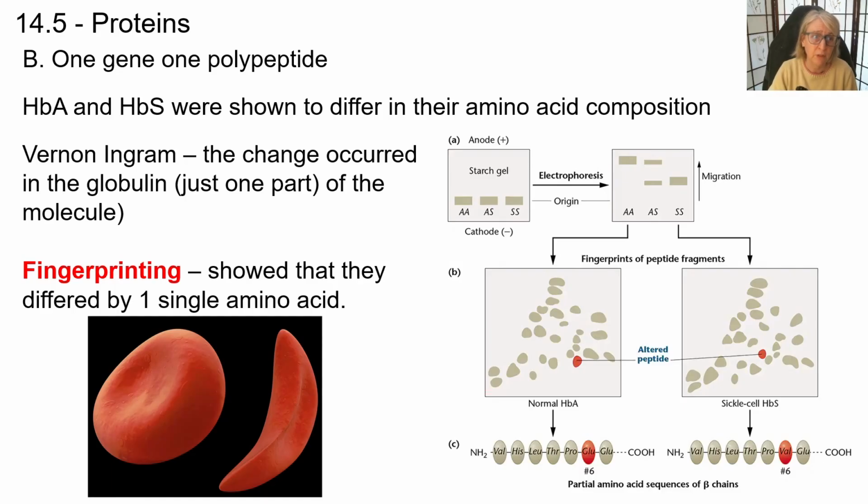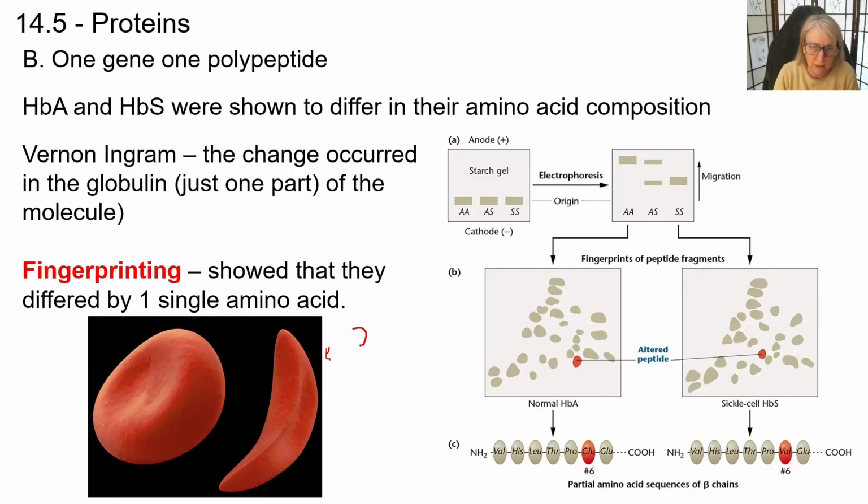The classic example for this is sickle cell anemia, which is what we're actually looking at here. Sickle cell anemia is a single point mutation. One nucleotide is different. That nucleotide in that particular polypeptide set of instructions, that gene, causes the wrong amino acid to be inserted. That causes the shape of that part of the hemoglobin to be not as expected. Vernon Ingram later showed that that is actually in the globulin part of the hemoglobin. That change in amino acid sequence results in the red blood cells being sickle shaped.